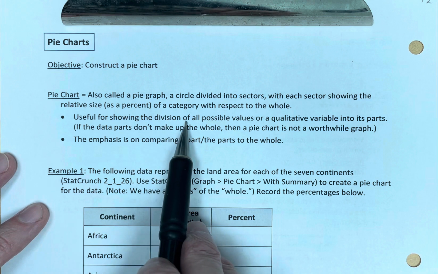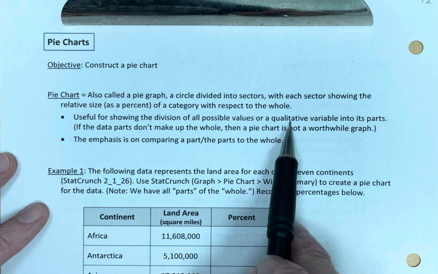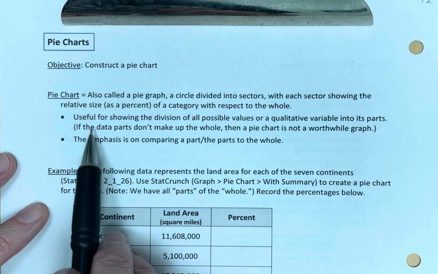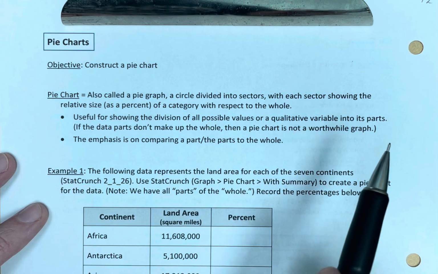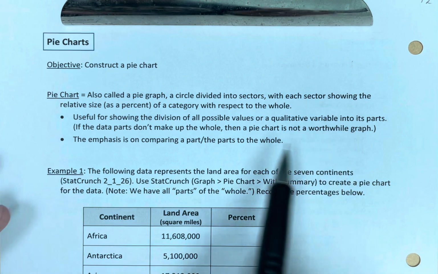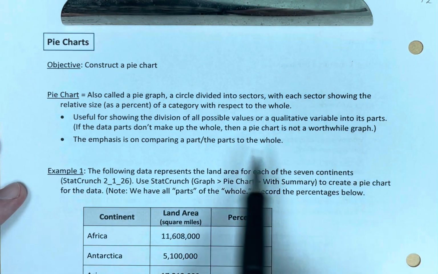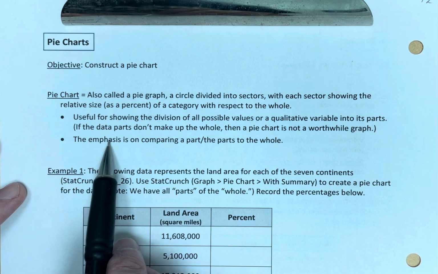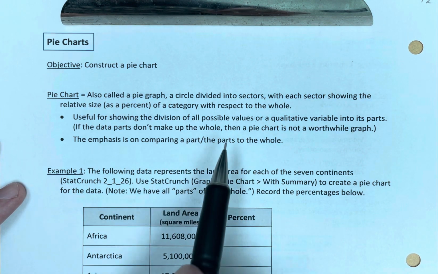Useful for showing the division of all possible values of a qualitative variable into its parts. Basically, if the data parts don't make up the whole, then the pie chart is not a worthwhile graph. You want the pie to be the whole, all possible options, and then the slices become the various parts of all possible options. The emphasis is on comparing a part or the parts to the whole, okay?